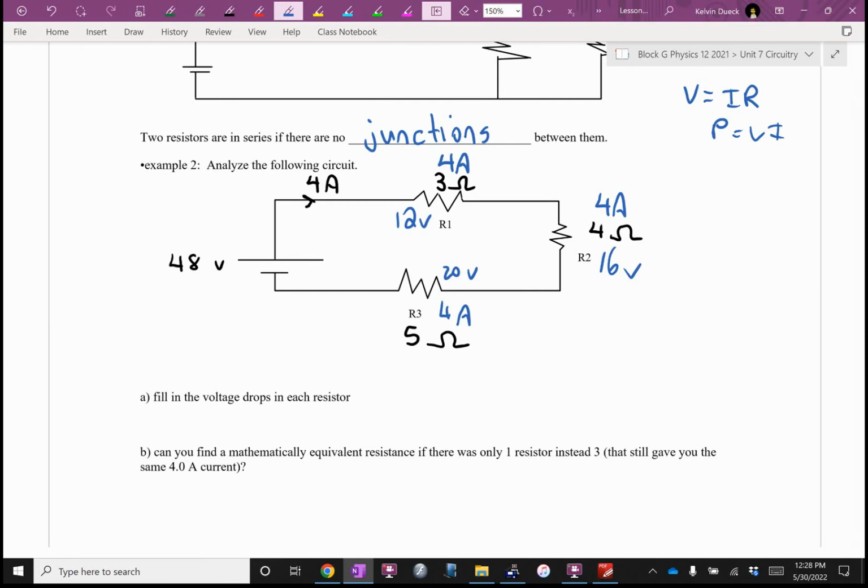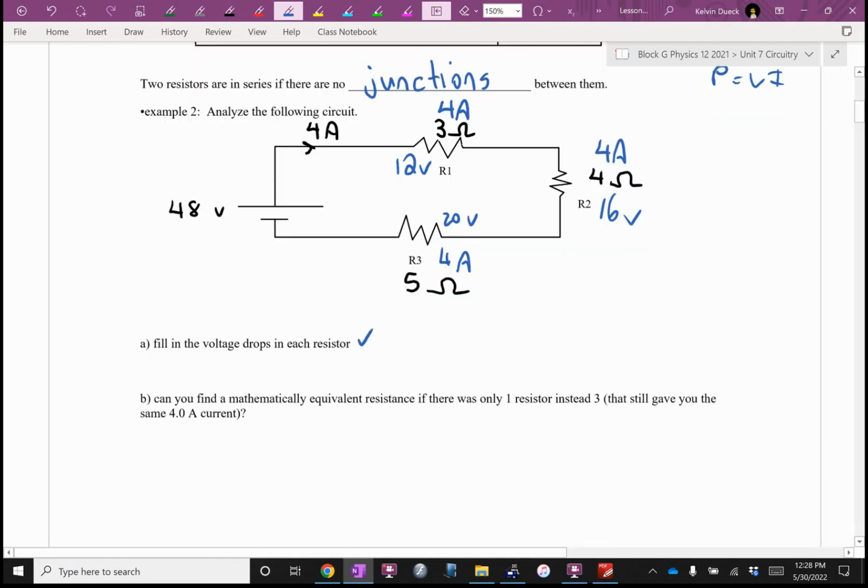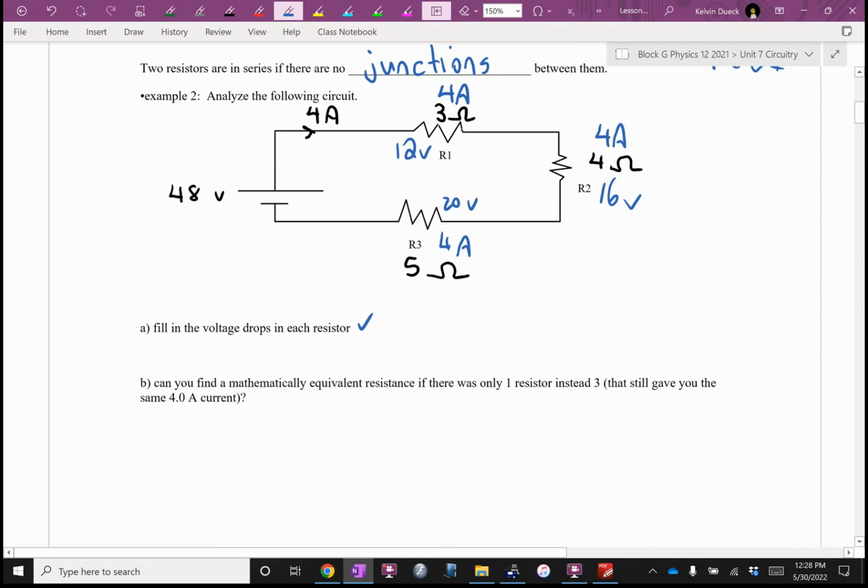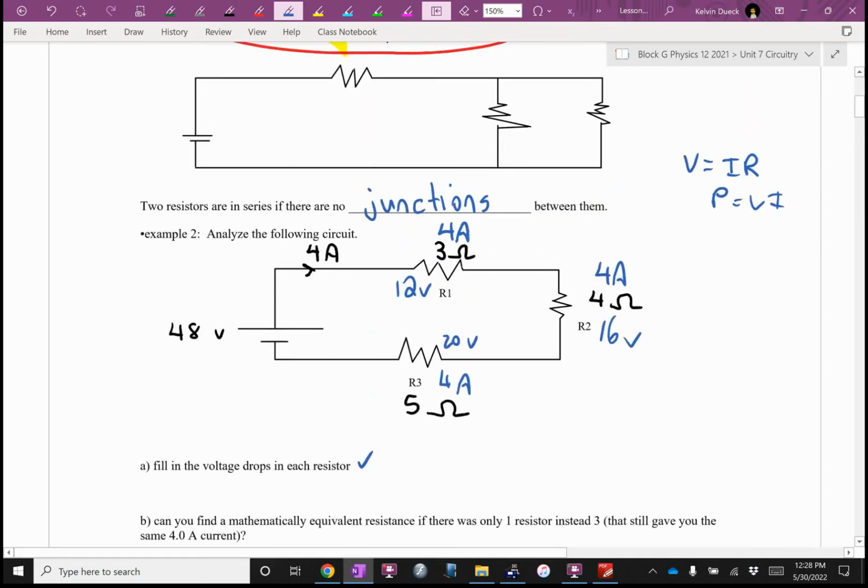Okay? So it says fill in the voltage drops in each resistor. We did that, 12, 16, and 20, for a total of 48 gained and 48 lost. Can you find a mathematically equivalent resistance if there was only 1 resistor instead of 3? Okay. Get the R by itself in Ohm's law.